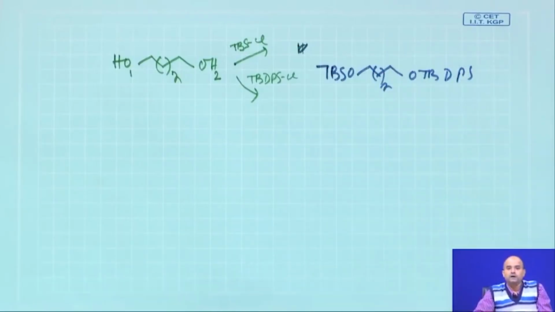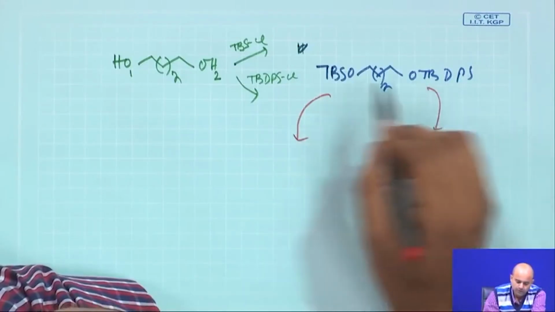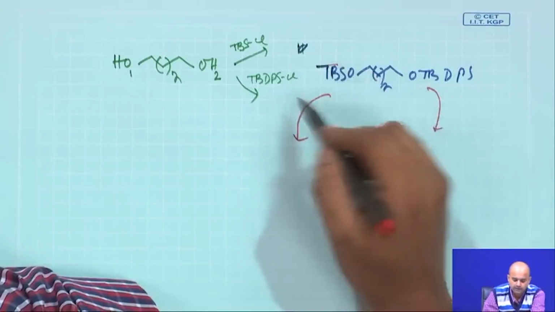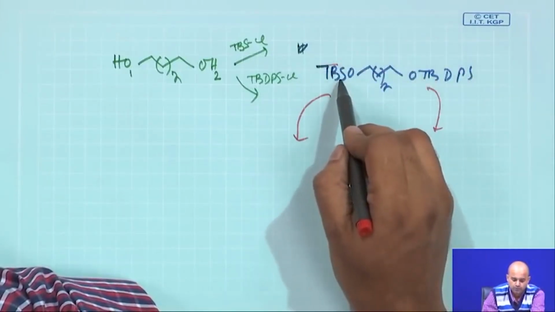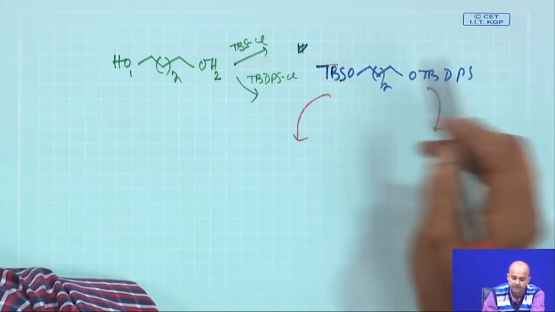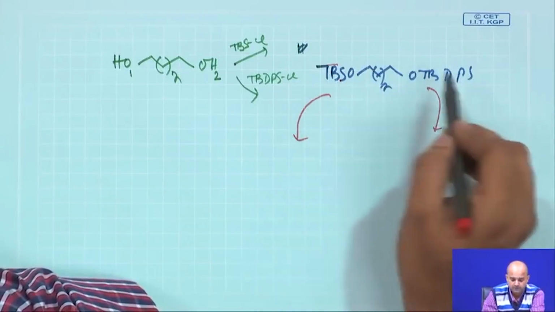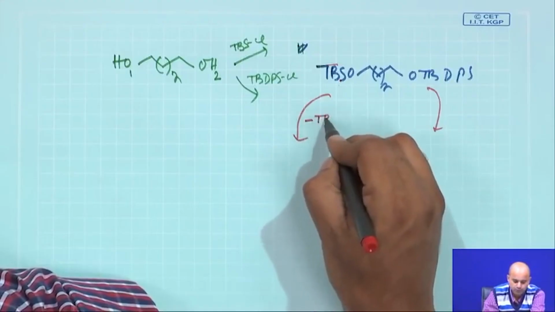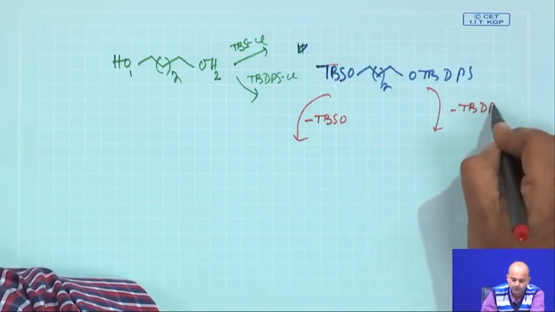Now, we will explain the concept of orthogonality. I said we will be using both protecting groups as our next FGI. We need to first remove TBS in the presence of TBDPS and do an FGI here. Then TBDPS will be removed in the presence of TBS, and do an FGI here. So, you basically need a selective TBS deprotection method and a selective TBDPS deprotection method.